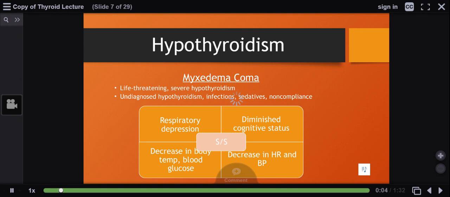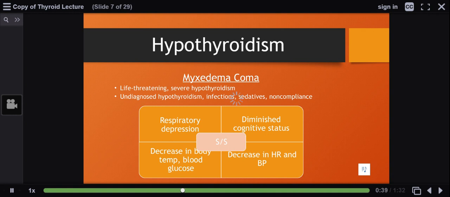Myxedema coma is a life-threatening condition in which the body is severely decompensated from severe hypothyroidism. Some of the causes may be from undiagnosed hypothyroidism, a client who is non-compliant with their medications, or the use of sedatives if the patient has gone in for any type of surgical procedure without proper management afterwards.